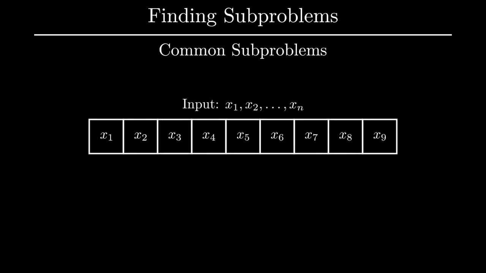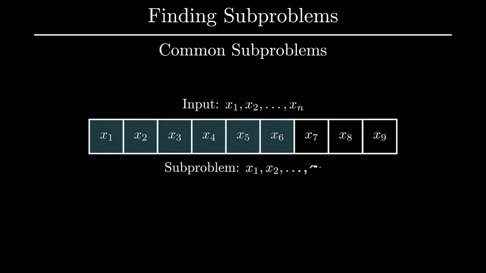I want to take a second to look at some of the most common subproblems you will encounter while solving these types of problems. The most common type is as follows. You're given an input sequence of length n, and the subproblem involves an ordered subsequence of length I, as shown here. This is exactly what was the case in the longest increasing subsequence problem.